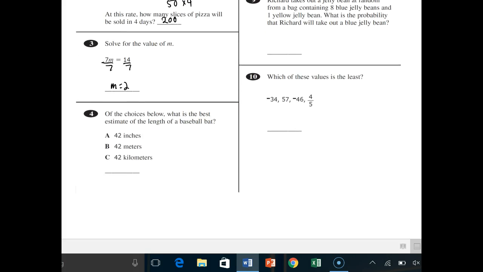Number four is talking about some units we haven't talked about, where it's asking you to compare the relative size based on units. So of the choices below, which is the best estimate of the length of a baseball bat? So we have 42 inches, 42 meters, and 42 kilometers. Well, kilometers are like miles, so there's no way a baseball bat is going to be as long as 42 miles. Meters are almost like yards. And you can imagine that 42 meters or yards, that's pretty long, so there's no way a baseball bat's going to be that long. So 42 inches. Right?